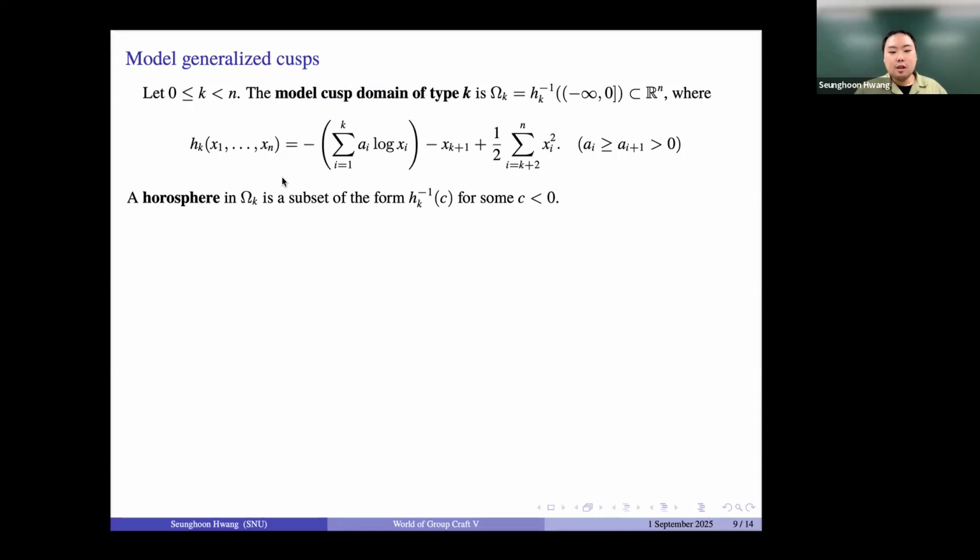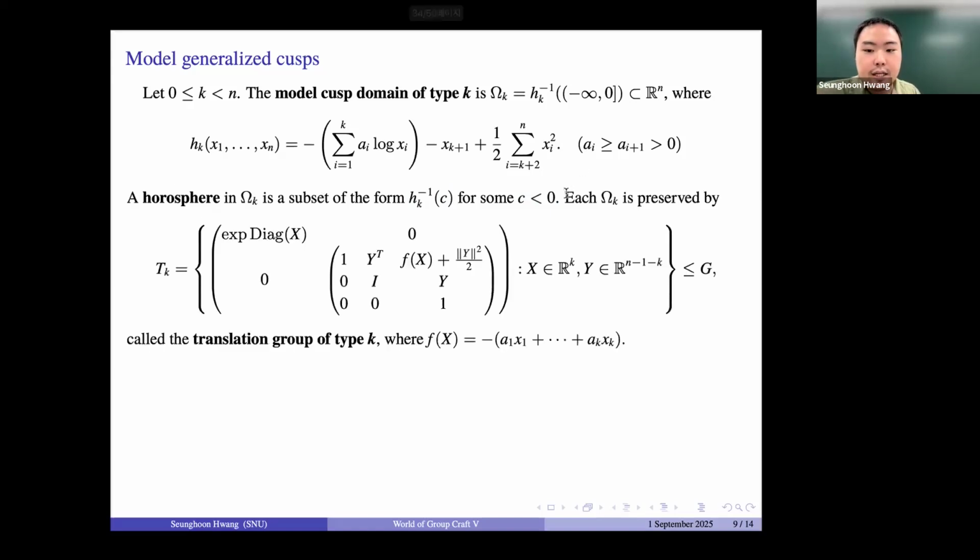So the difference is that the bigger the type gets, the more logarithmic terms appear in the formula for the function, and we have fewer quadratic terms. And a horosphere in this domain will be any subset of the form h_k inverse of c for some negative number c. So you can again see the parallelism. And each Omega_k is preserved by this group, which we will call the translation group of type k.